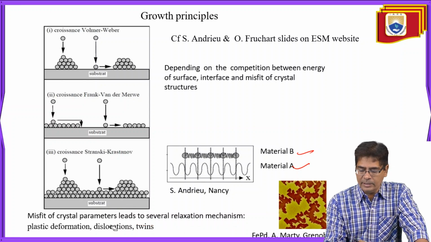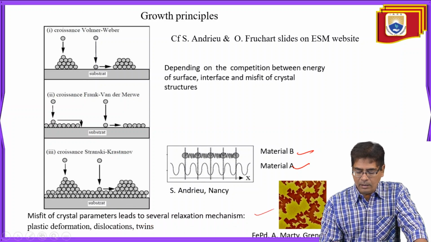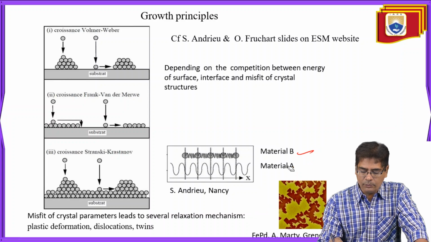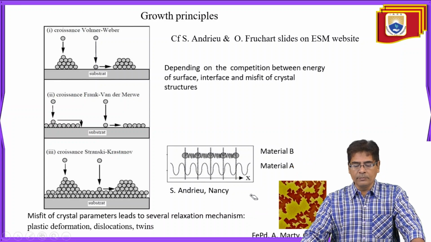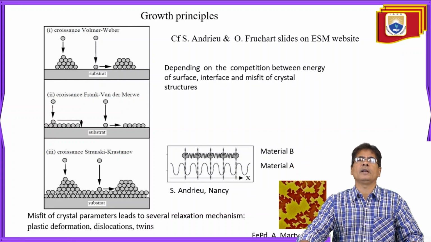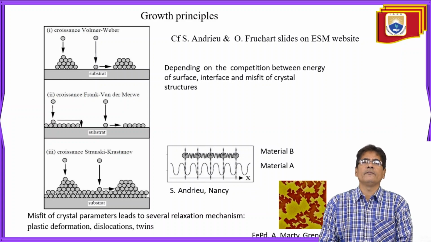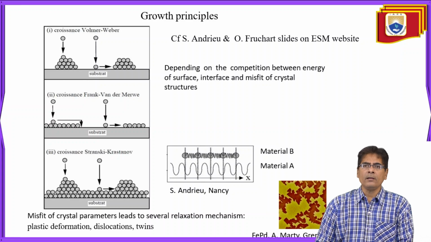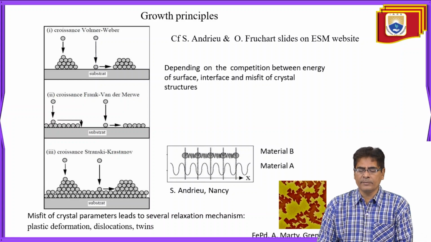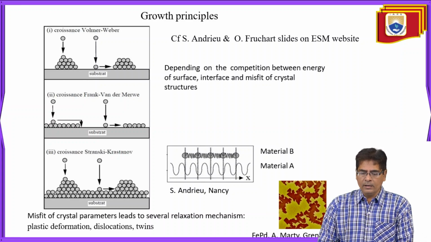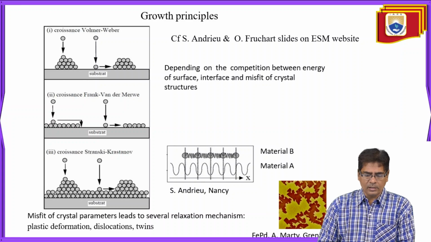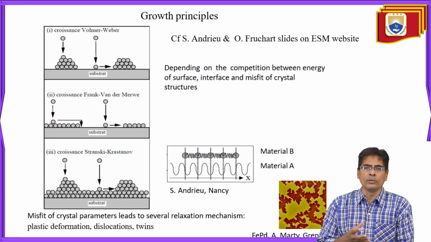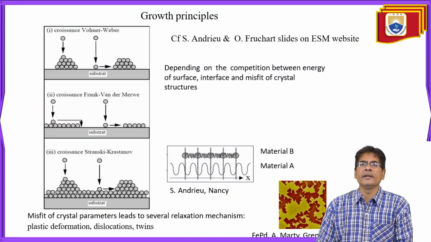So this is the image we need of iron platinum, taken from one of the papers. The material is from one of the papers and one of the websites, that is CF Andrew and O Flipchart slides on the ESM website. So we have taken this information from that particular website, and some of the samples show how the thin film is grown by PVD techniques.